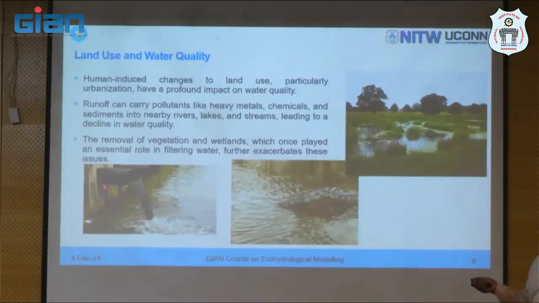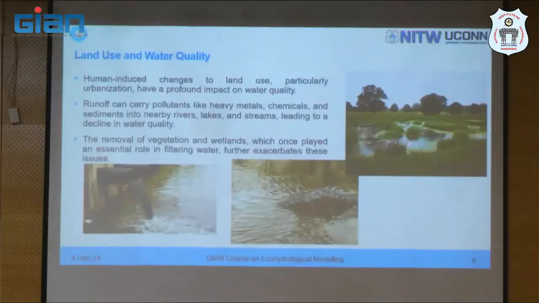In addition to that, we also release a lot of our domestic waste and industrial waste into water bodies, into lakes, into running rivers, right. Which causes a lot of water quality issues. Okay. So, runoff can carry pollutants like heavy metals, chemicals and sediments into nearby rivers, lakes and streams, leading to a decline in water quality. First your dissolved oxygen gets reduced, and consequently other water quality parameters also get affected. Then, because of urbanization, much of your wetlands are getting affected, with the removal of vegetation and wetlands, which once played an essential role in filtering the water.